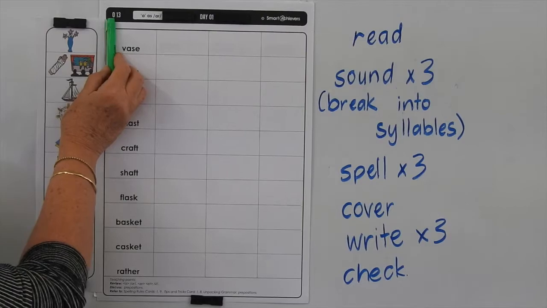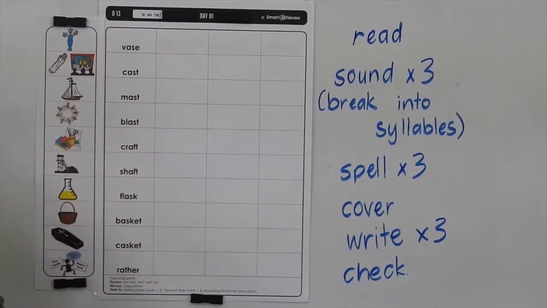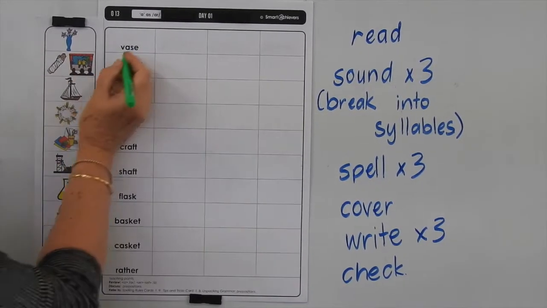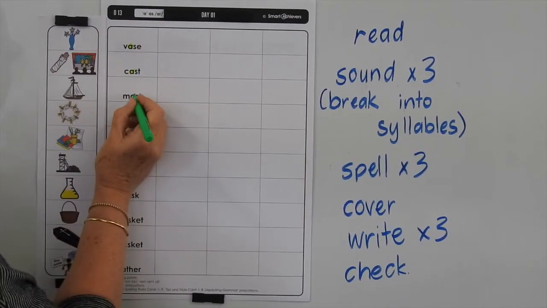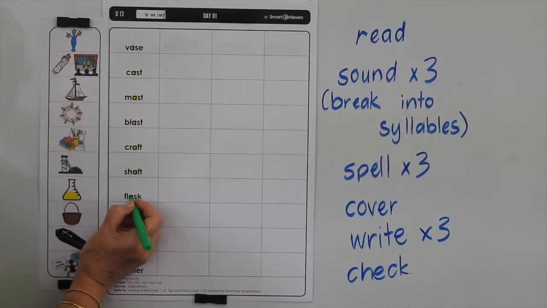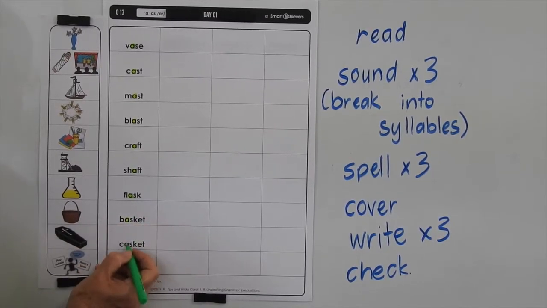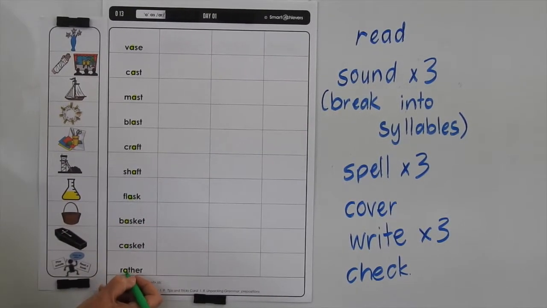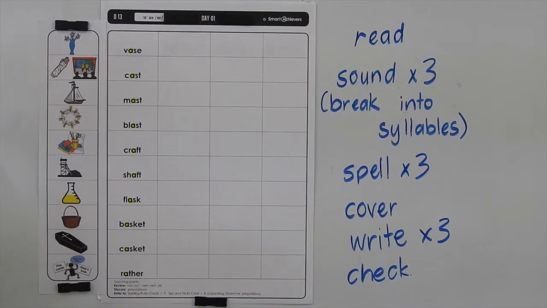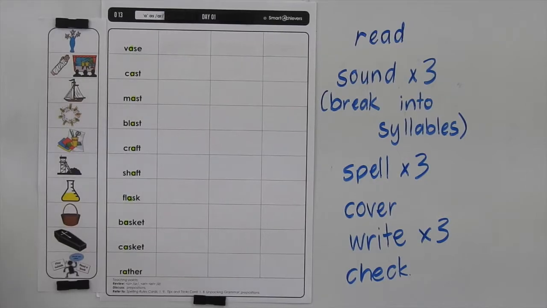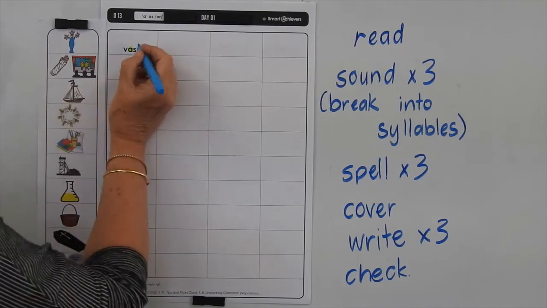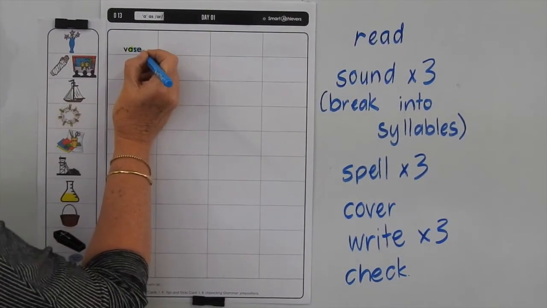This is level O, list 13, and we're doing the day 1 page. In these words, the A is making its R sound. So we've got vase, cast, mast, blast, craft, shaft, flask, basket, casket, and rather. It sounds like there's an R there, but there's not. Let's have a look at the other things that we can see happening in these words as well. In vase, we've got the Z made by the SE on the end there.